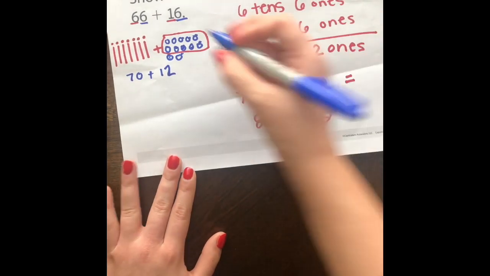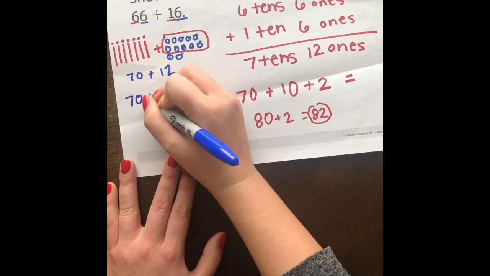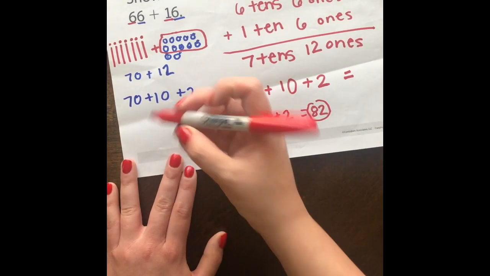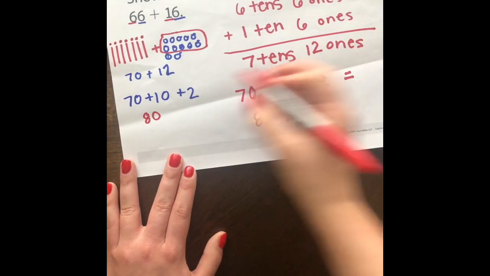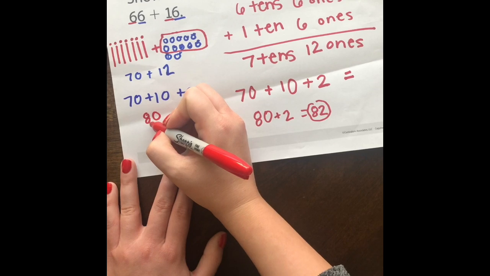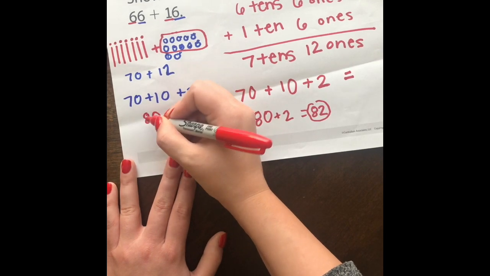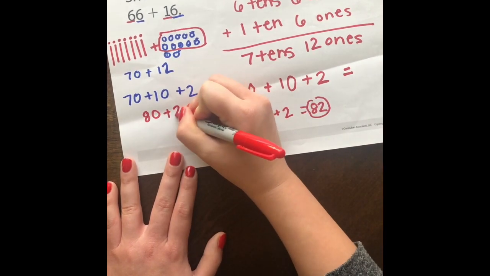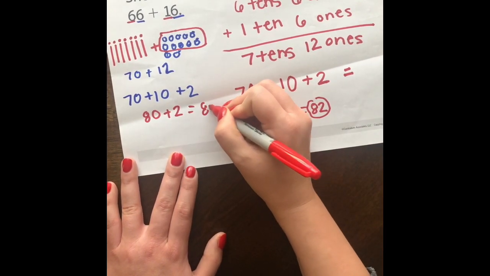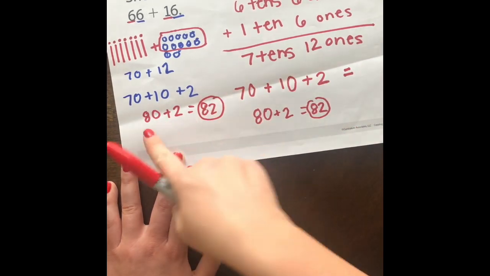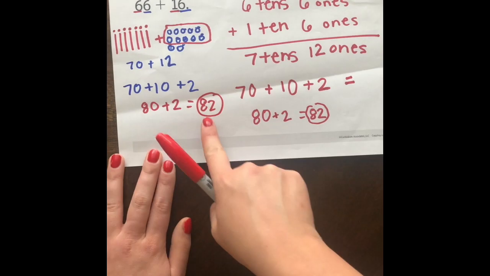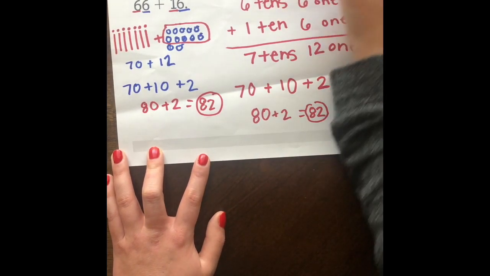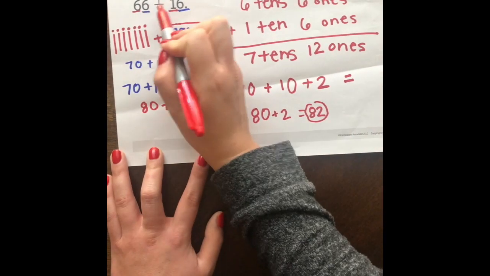So here's how we're going to add that. We know that 70 plus 10 is 80, or 7 plus 1 is 8, or 7 tens plus 1 ten is 8 tens, or 80. And then we're going to add our 2 ones. We know this answer is 82, because 80 plus 2 equals 82. And is this the same answer we got here? It is. So we did show 2 ways to find 66 plus 16.